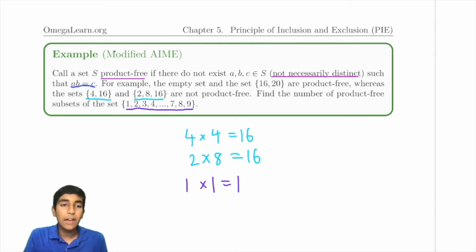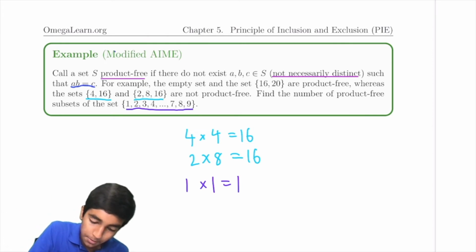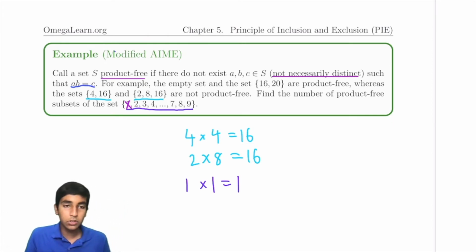So just the act of having 1 in the set automatically makes it so that any choice of a being 1, b being 1, and c being 1 is allowed, because they don't have to be different. So we literally cannot have 1 no matter what. It doesn't matter what the other elements are. So we can just treat this as a set from 2 to 9, and we're asked to find how many product-free subsets of 2 through 9. And that's the same thing as how many product-free subsets of 1 through 9, because no subsets with 1 work.